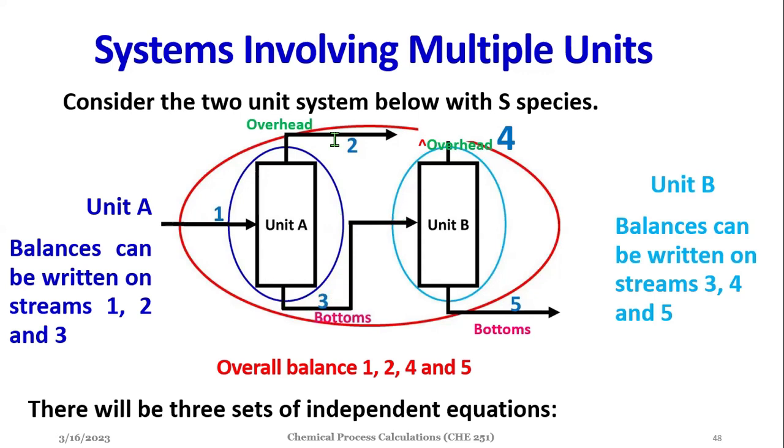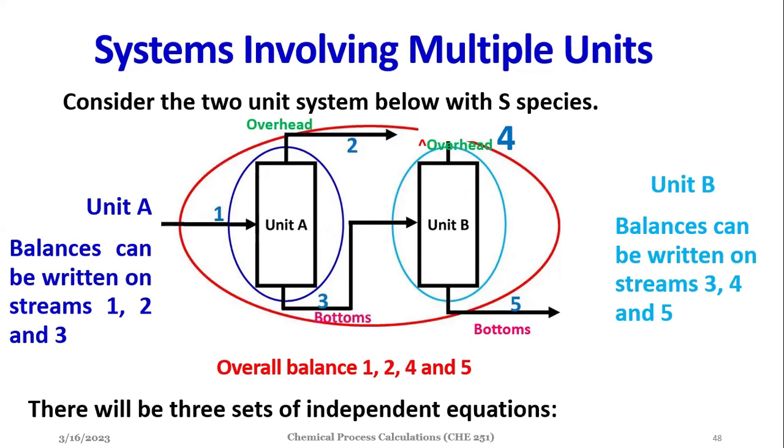So if I want to do the balance for just unit A, I will consider the feed to unit A and then the outlet from unit A. So that's where the darker blue circle is. So that's stream 1, stream 2, and stream 3. Then if I want to do for just unit B, that's where the lighter blue circle is. So I'll have stream 3, which is the feed to the unit, stream 4, and stream 5.